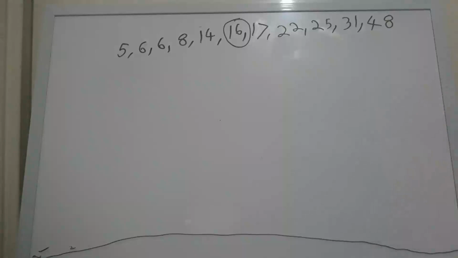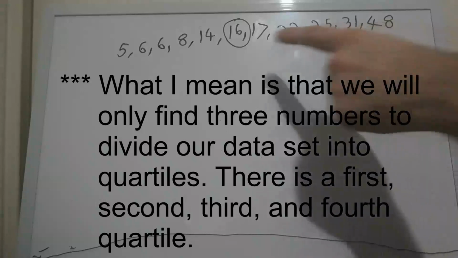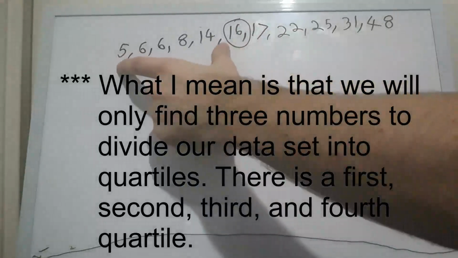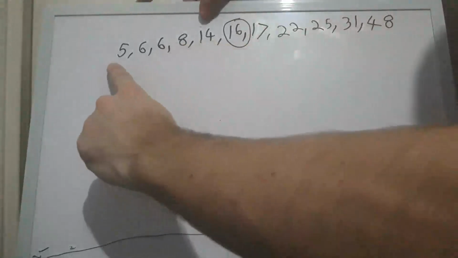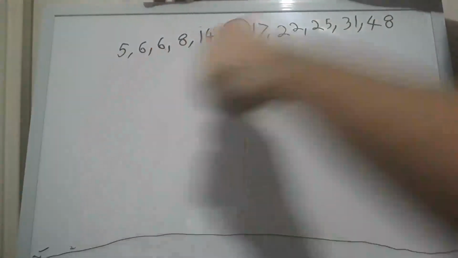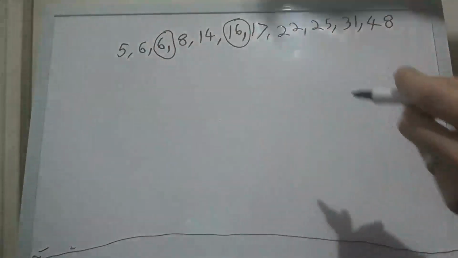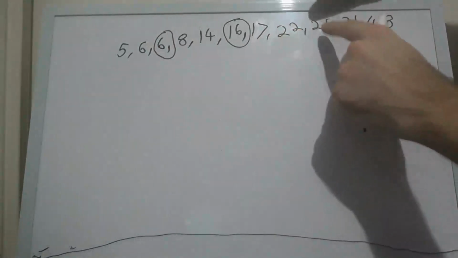Is there a fourth quartile? Funnily enough, no, there is not. You think quartile, there's 4 of them, and there's actually only 3. But you are dividing your data set into 4 parts. So, that's your median, or your second quartile. To find your first quartile, let's look at this first half, and we'll do the same thing we did for the median. Let's start from the outside. 5 and 14, 6 and 8. This 6 here is your first quartile. And same thing here. 17 and 48, 22 and 31, 25.